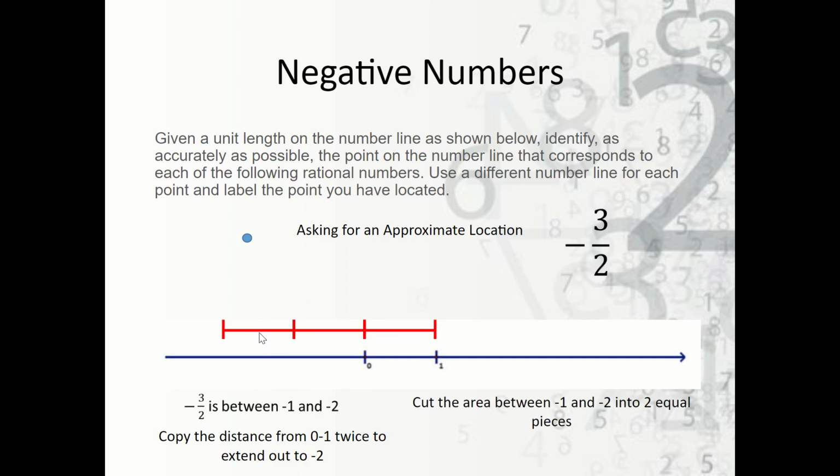So we're going to cut that part into 2 equal pieces because the denominator is 2. So we cut that into 2 equal pieces, right there. And now we can say that the point should be right about here. That should represent negative 3 halves.